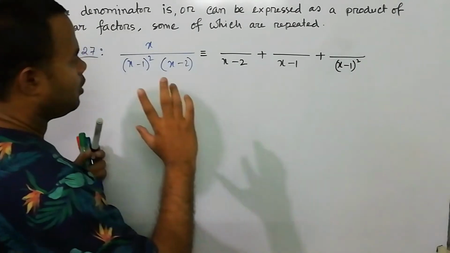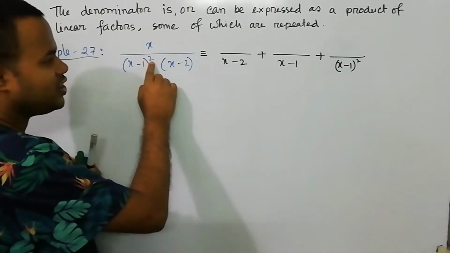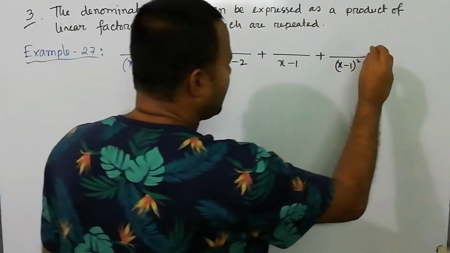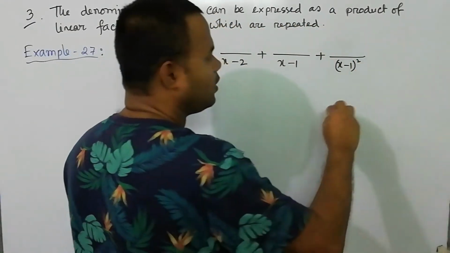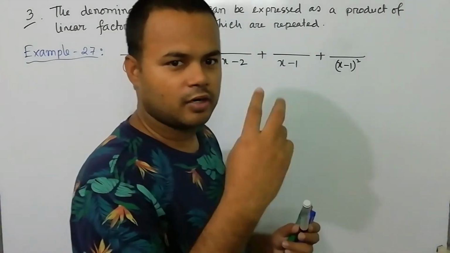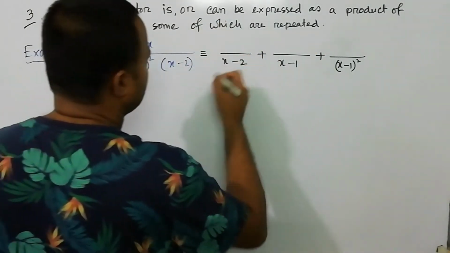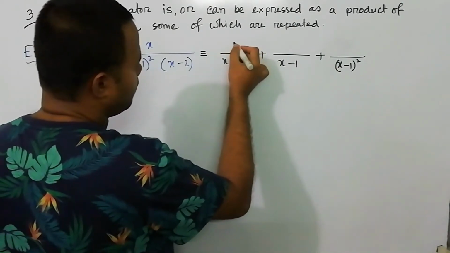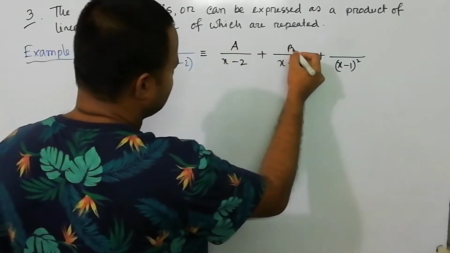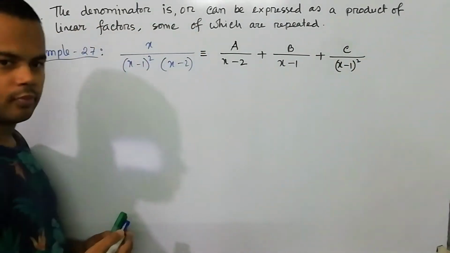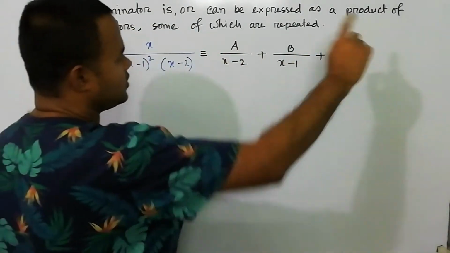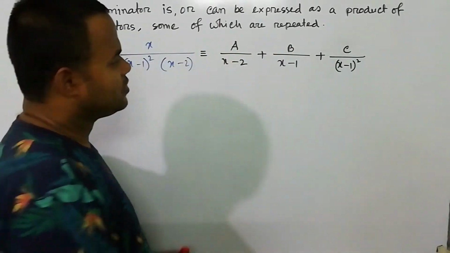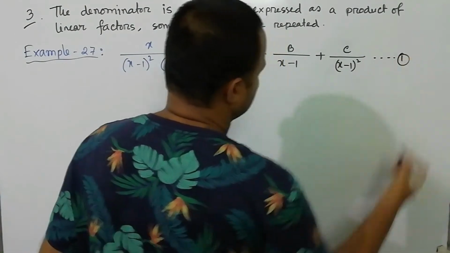If we have x minus 1 whole cube, then we have to write another term for the third repeat. So in the numerators we will put three alphabets, A, B and C, and now we have to determine the values of A, B, C. This is equation 1.